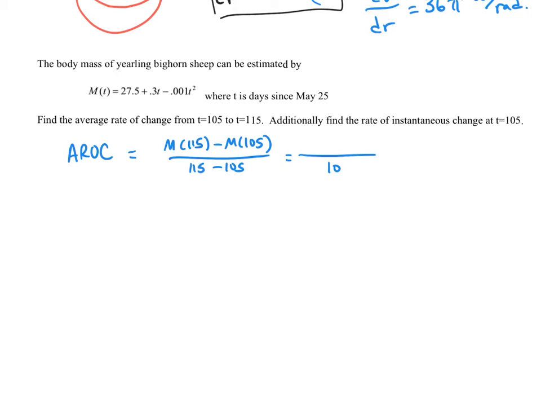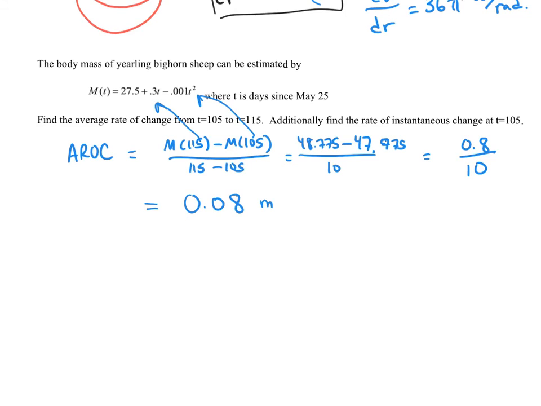So m of 115 is going to be 48.775. And m of 105 is going to become 47.975. And again, this is just subtracting. This is just plugging these numbers in. I plugged in 115 to here, and I plugged in 105 to there, and got those two values. So then I'll subtract them, so I get 0.8 on the top and 10 on the bottom. So my average rate of change is going to be 0.08.